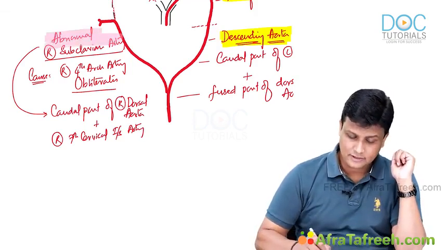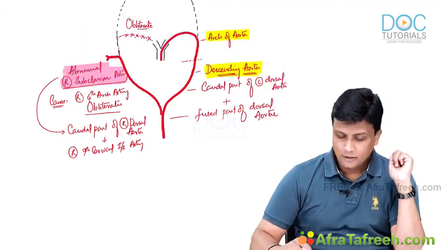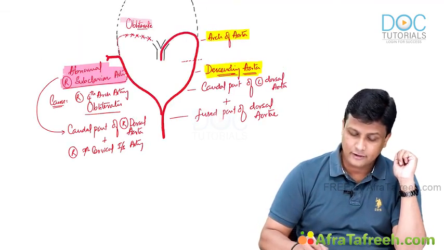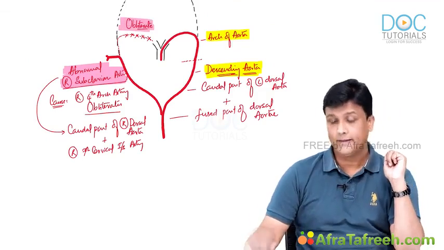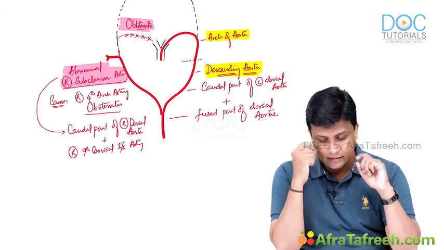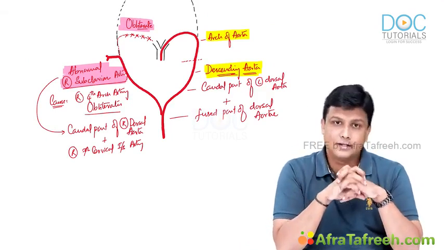Hope the concept is crystal clear. But remember, all these things are happening only because of the obliterated right fourth arch artery. That's important. If the right fourth arch artery is obliterated, then it will lead to the formation of abnormal subclavian artery.